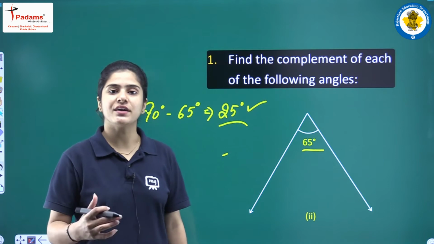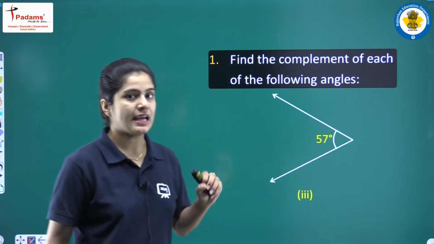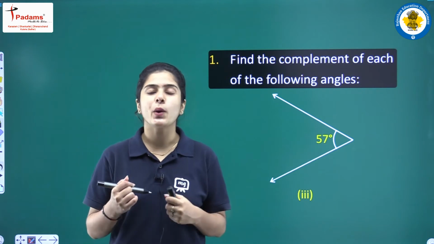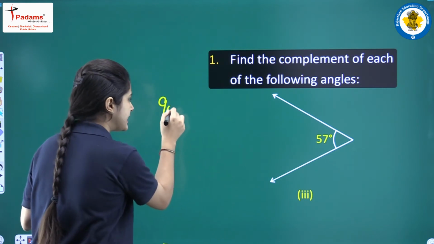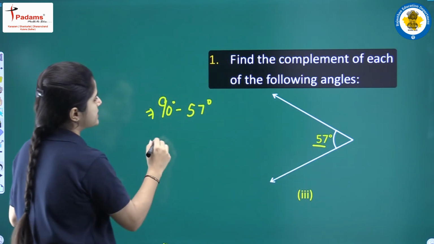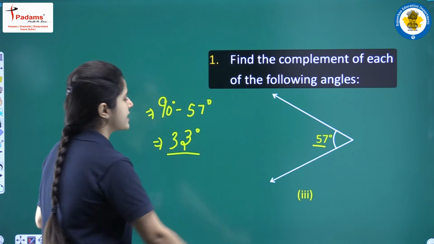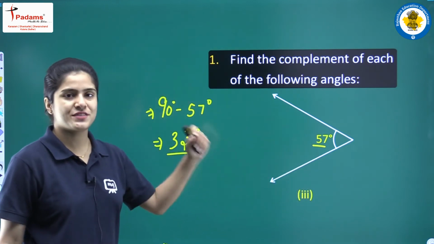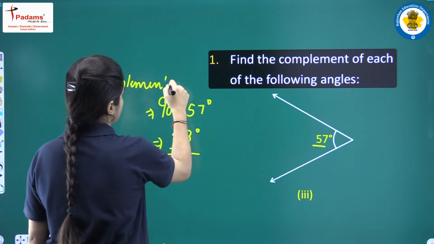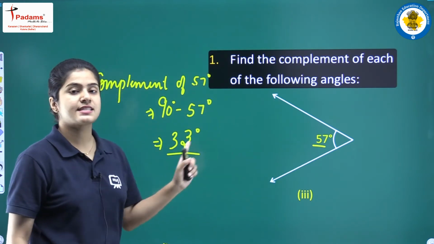Okay students, having a look at another part. Now this angle is 57 degree. You have to find the complement of 57 degree. What will we do? We'll subtract 57 degree from 90 degree. 90 degree minus 57 degree is equal to 33 degree, and this 33 is the complement of 57 degree.